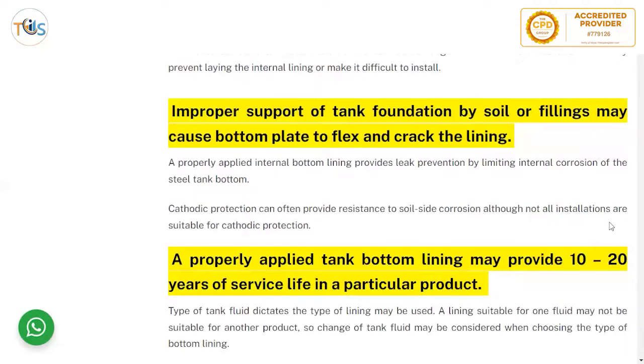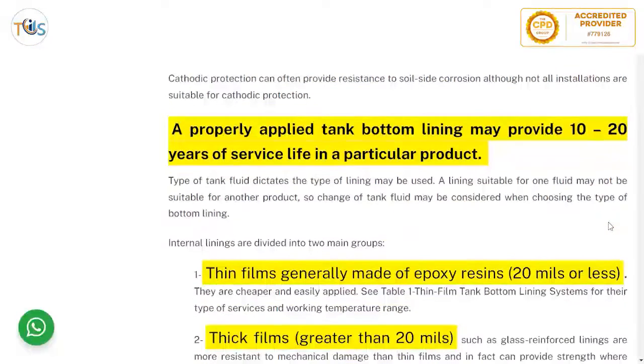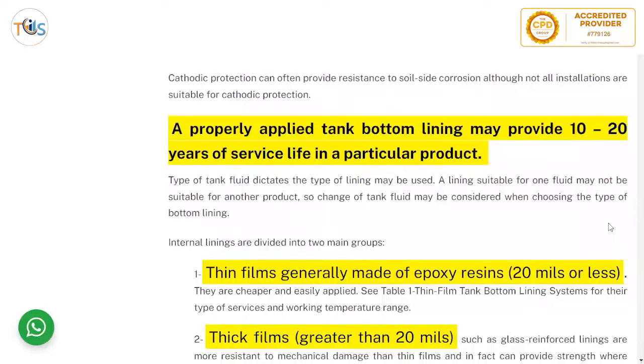A properly applied internal bottom lining provides leak prevention by limiting internal corrosion of the steel tank bottom. Cathodic protection can often provide resistance to soil side corrosion, although not all installations are suitable for cathodic protection. Properly applied tank bottom lining may provide 10 to 20 years of service life in a particular product.